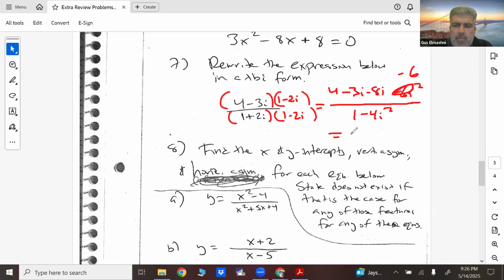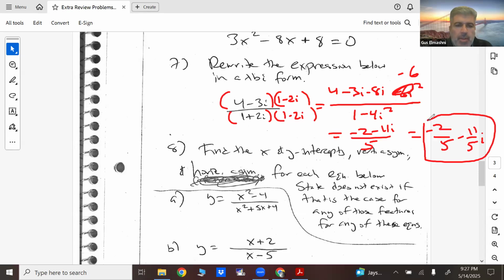So it becomes negative 2 minus 11i. And down below, negative 4i squared is negative of negative 4, which is 5. Do 1 minus negative 4. So it's negative 2/5. It makes you separate out like that, to get a plus bi form.